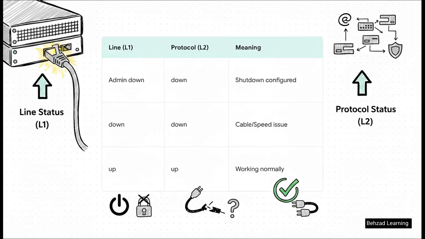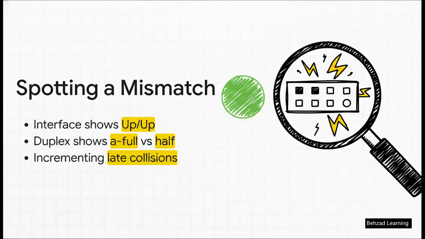The second code is protocol status. This is layer 2, the data link logic. If you see administratively down/down, you know someone used the shutdown command. If you see down/down, well, you likely have a bad cable or the device is just turned off. But what we really want to see is up/up, meaning both the physical link and the logical protocol are working normally.